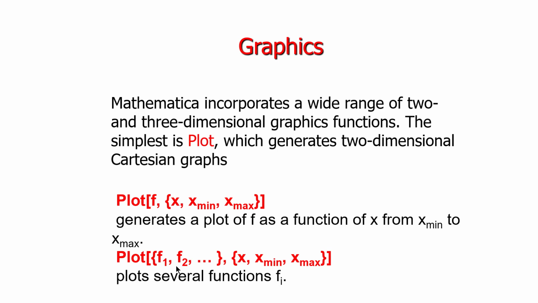Two-dimensional Cartesian plot. So here you can see, if you want to plot a function f or any variable f, then you have to write Plot with square brackets. You have to write the function over here, then put a comma, and then start the curly bracket just to make sure what the dependent variable is, which is x over here, and then what is the minimum value of x. So you have to put it here, and then after a comma you have to put x max, which is the maximum value of x.